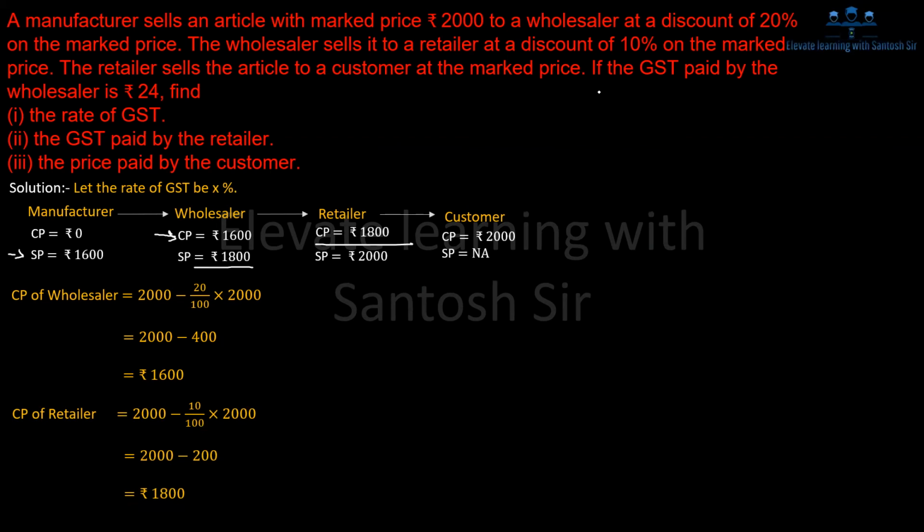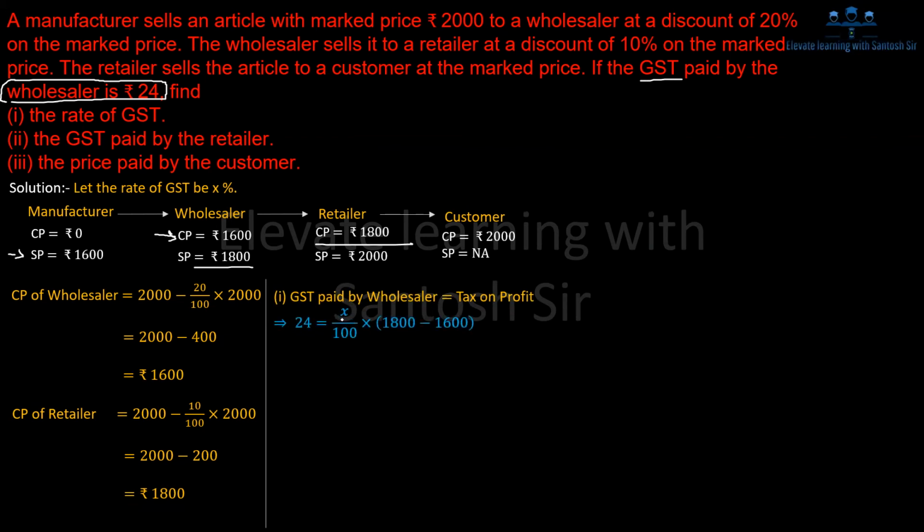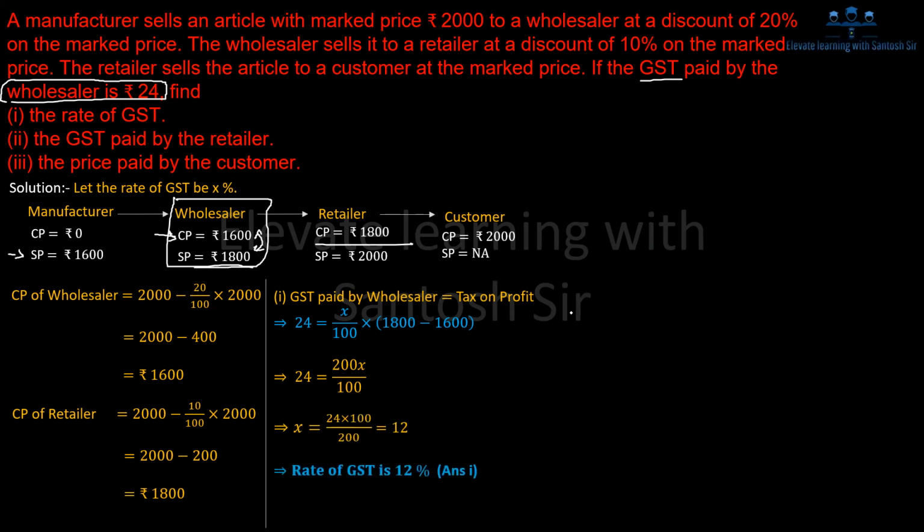We have to find the rate of GST. Also, we know that the GST paid by the wholesaler is 24 rupees. We know that the GST paid by the wholesaler will be tax on his profit. So 24 rupees is equal to x%, as the rate of GST is taken as x%, of his profit. The profit of the wholesaler is 1800 minus 1600. So we can say that 24 is equal to 200x upon 100, which gives us x equal to 12. So the rate of GST is 12%.